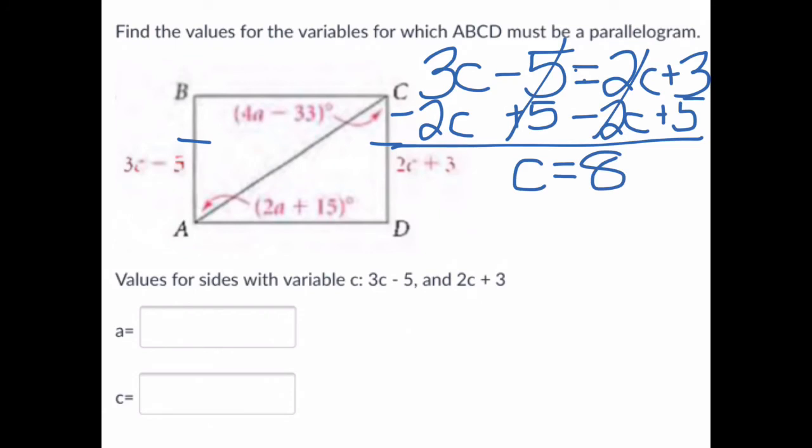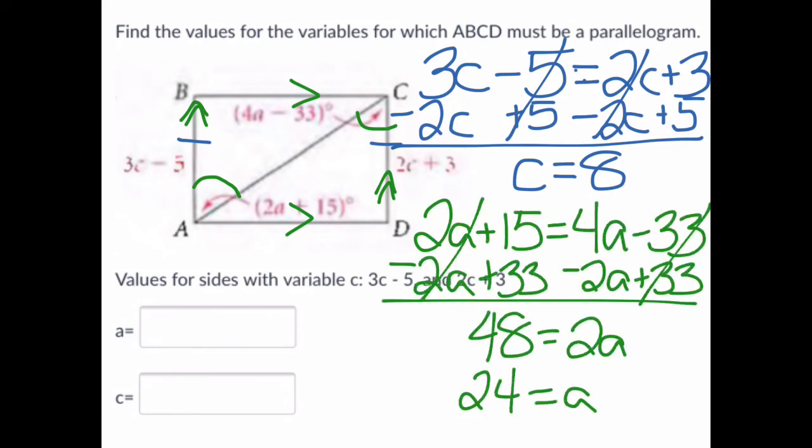And then again, if this is a parallelogram, then this angle and this angle must be the same because these two lines here must be parallel and these two lines here must be parallel, which makes those alternate interior angles. So you set those equal to each other and solve as well. And what you'll get is that a equals 24 and c equals 8.